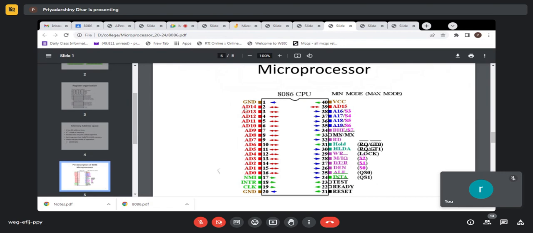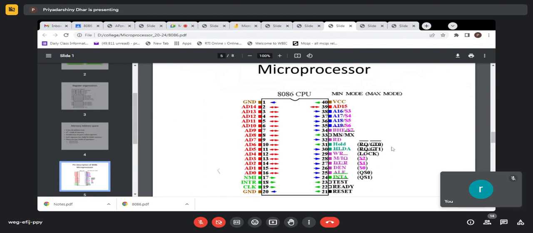If for address we use 20 pins, and for data we use 16, then we require basically 20 plus 16, that is 36. Now here, with a multiplexed address-cum-data bus, we require 20 pins instead of 36. Sometimes it acts as a data bus, sometimes as an address bus.